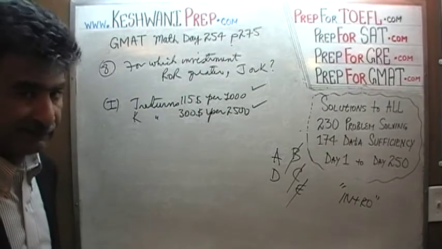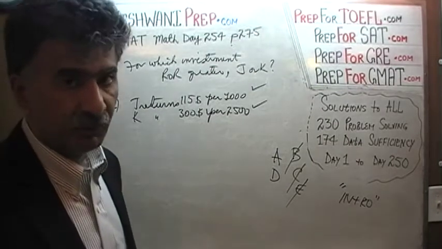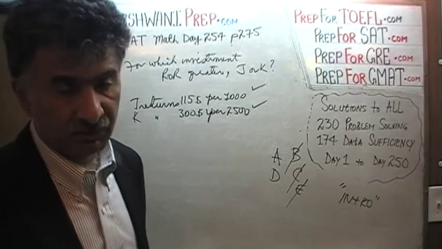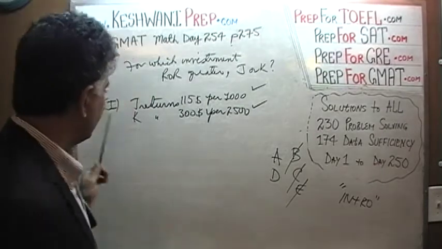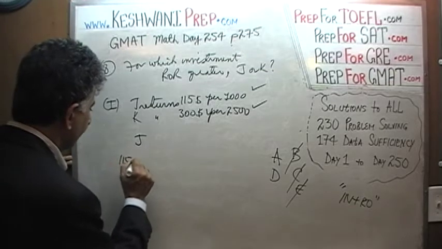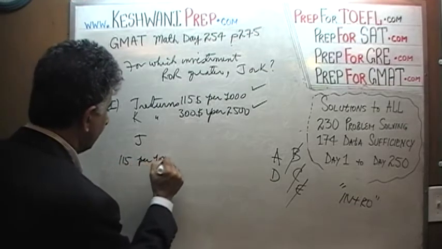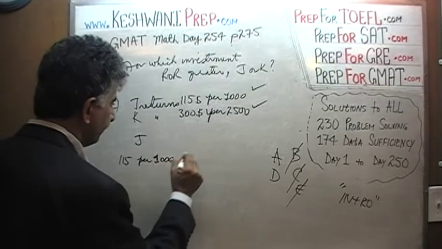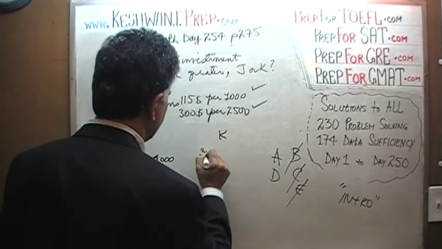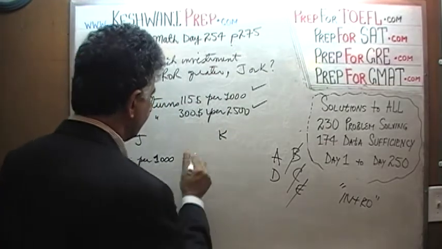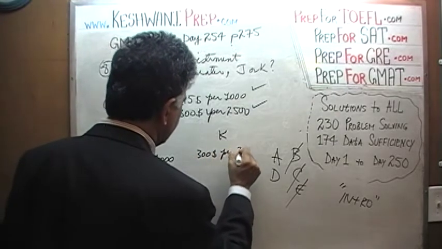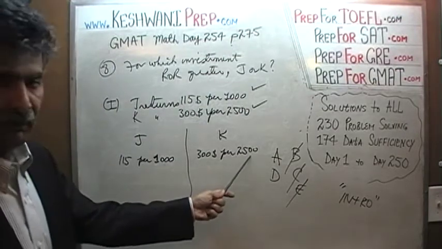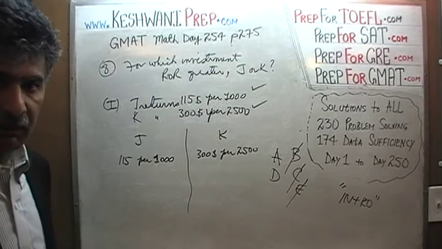Now, what I'm about to do would be a sheer waste of time in the real exam. But we can actually figure out the rate of return just to satisfy our curiosity. It's very simple. J is $115 per 1,000 and K is $300 per 2,500. We want to make them comparable by making these numbers the same.